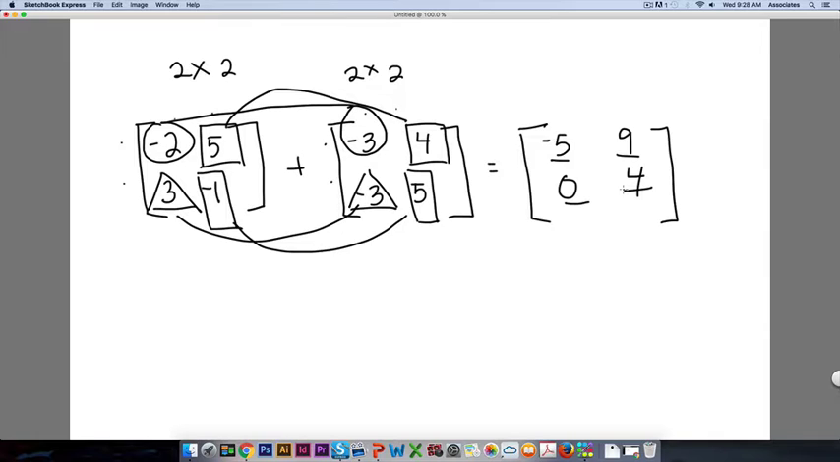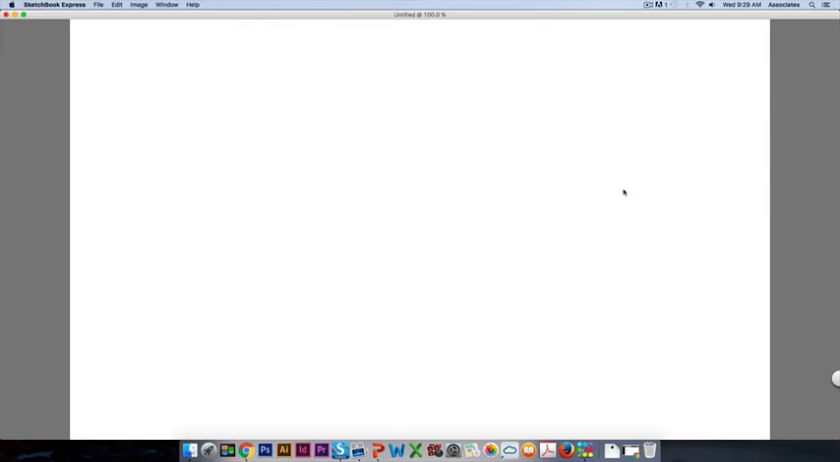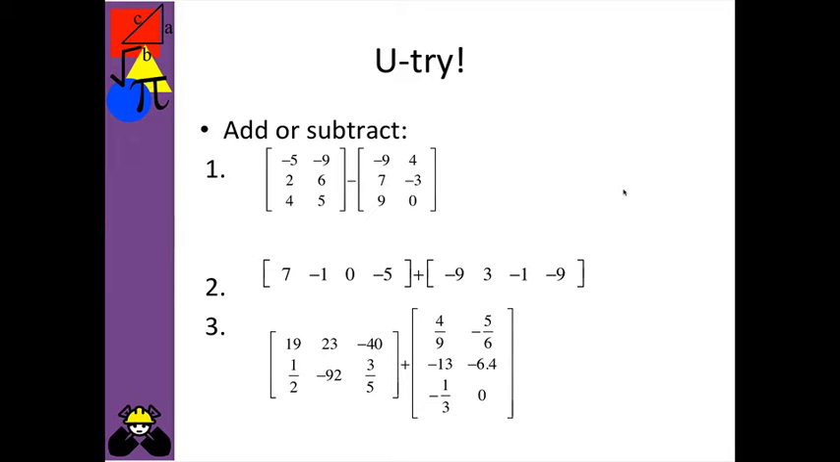Matrices were constructed by man many years before we even did Excel, back in the 1600s and 1700s. So let's go ahead and clear this off and go back to our PowerPoint. And let's see how you can do. So on your note taker, fill in any missing numbers and add or subtract these matrices. Teacher, pause the video and we'll meet you back here in a couple of minutes.